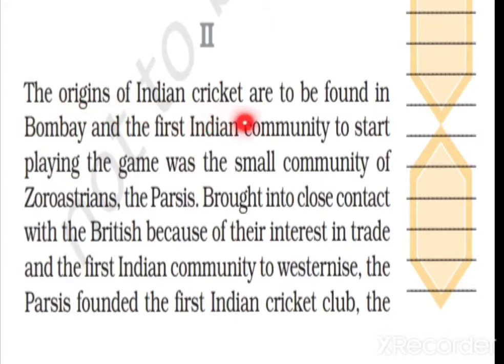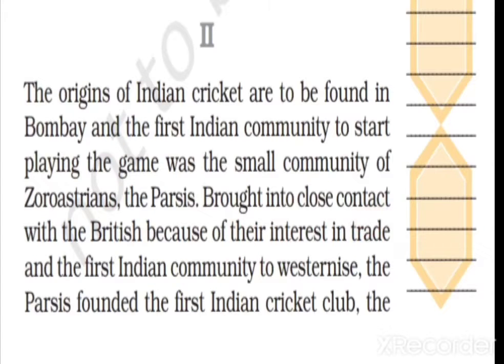That the origins of Indian cricket are to be found in Bombay. And the first Indian community to start playing the game was a small community of Zoroastrians, the Parsis. So in India, this community, the Zoroastrians, accepted this game in Mumbai. Community means a group of people living in the same place. So this birth of cricket happened with these Zoroastrians, the Parsi people. They are living in Bombay.